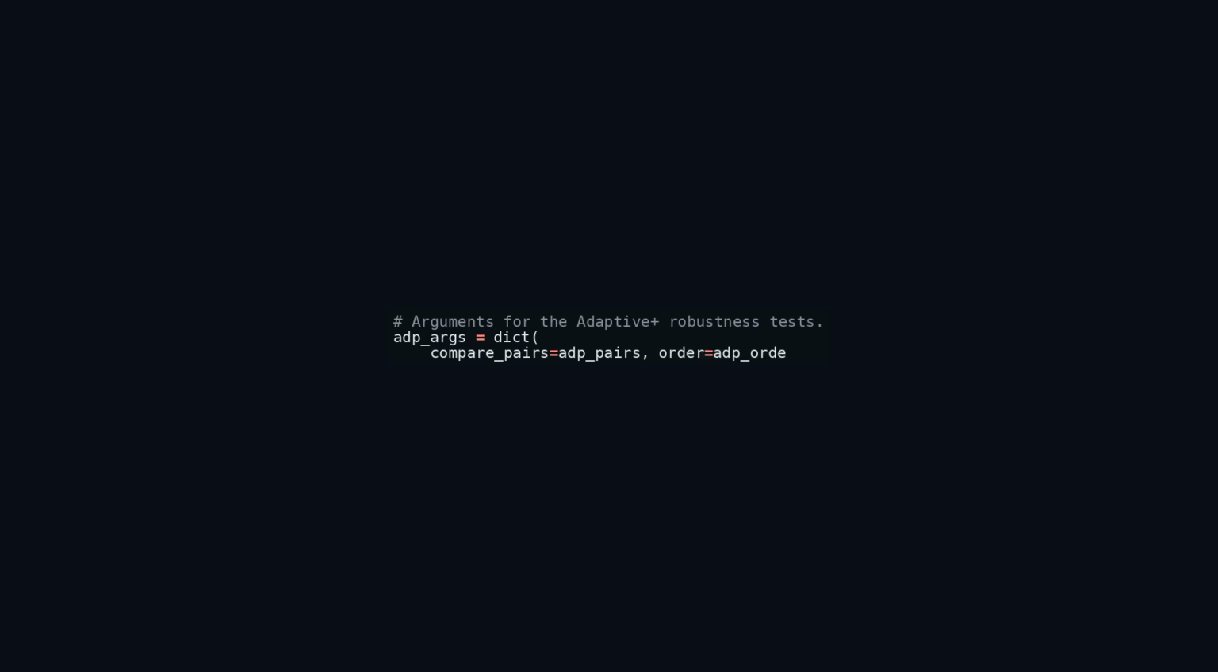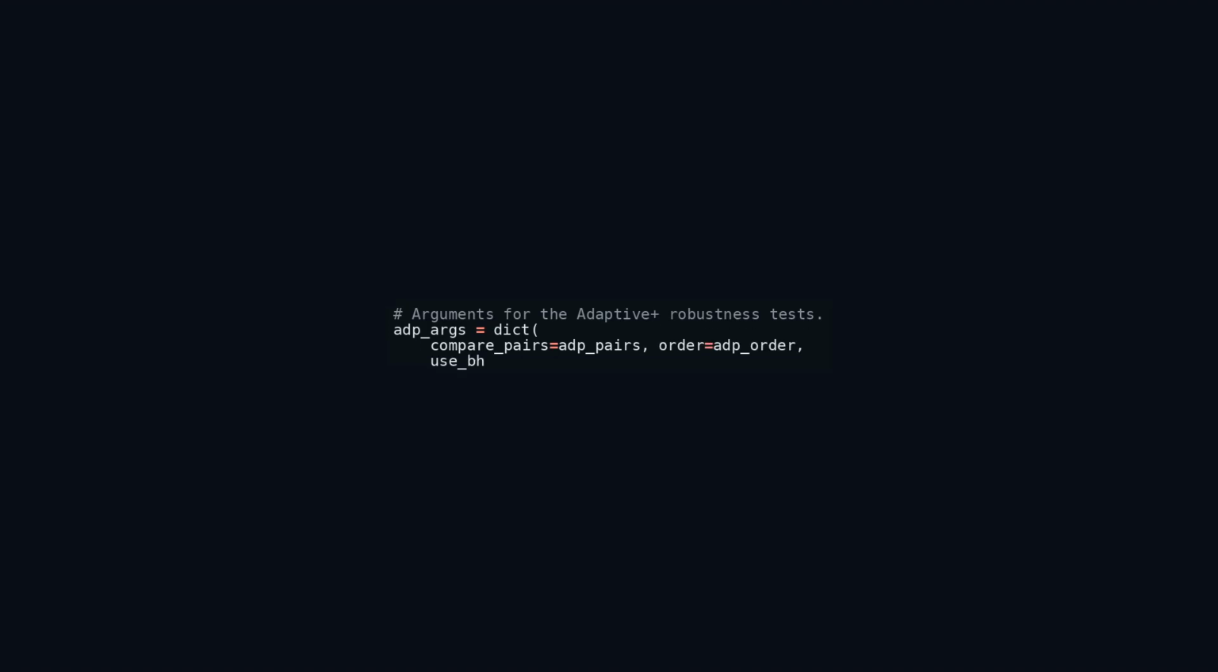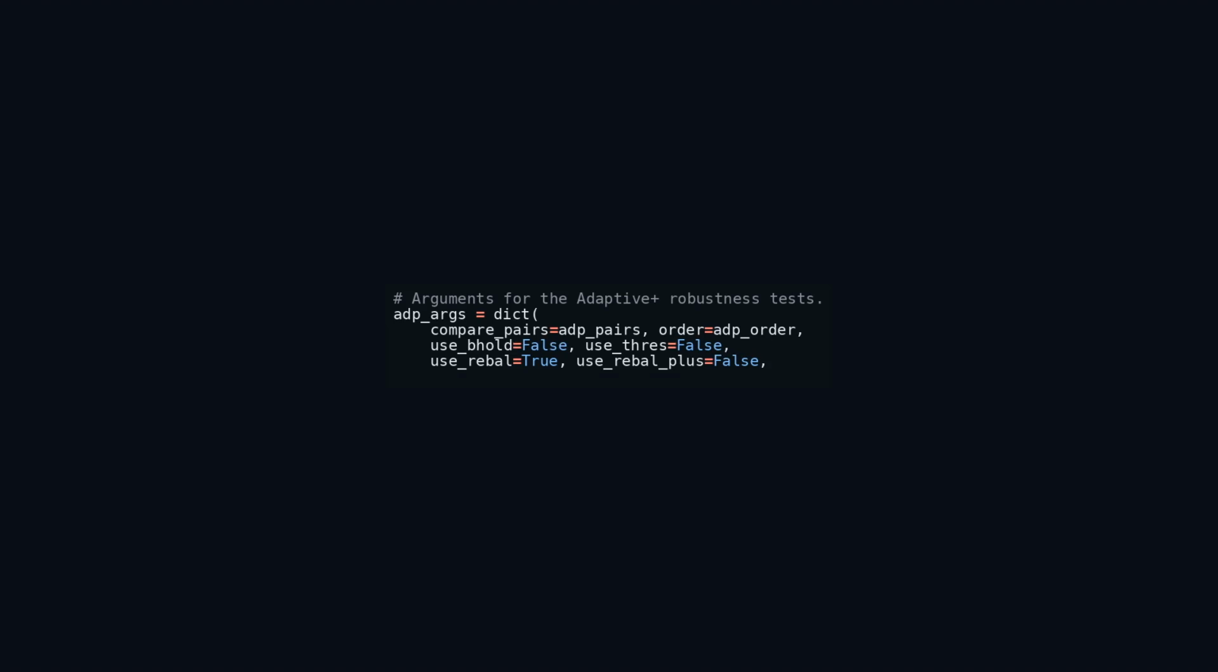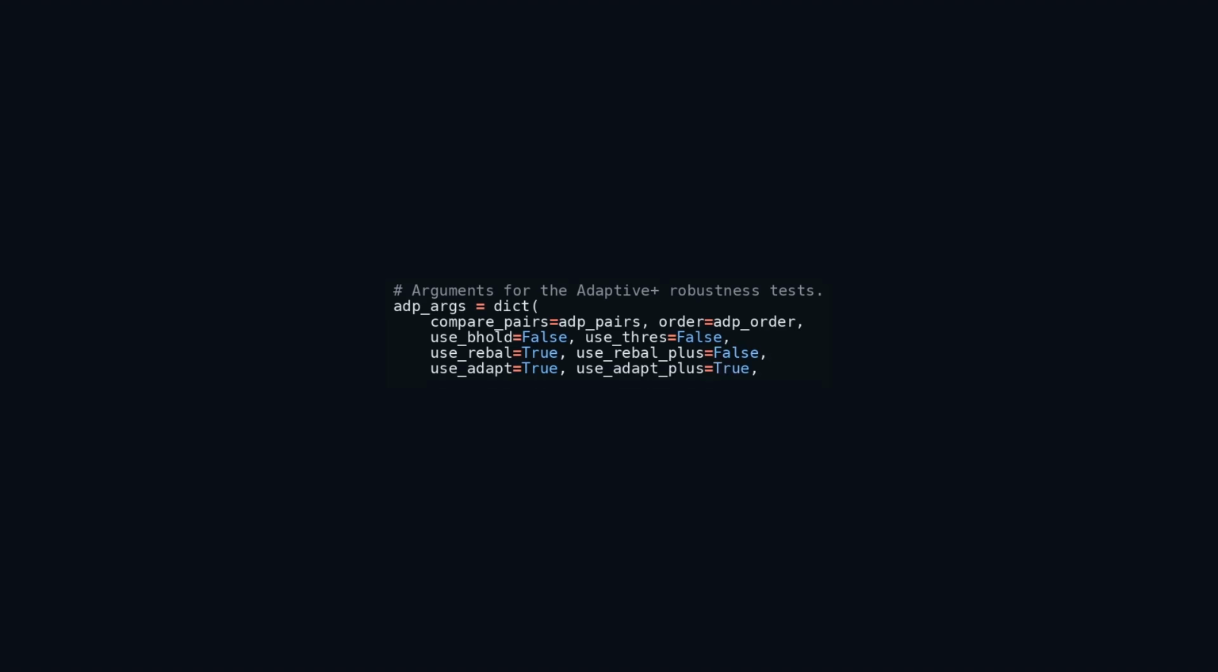For instance, one parameter, CHOMPARPairs, specifies a list of pairs that will be compared during the test, while another parameter, SHORTER, dictates the sequence in which these comparisons are conducted. Additionally, there are several Boolean flags such as JUSUPOLT, JUSITERS, JUSRABLES, and JUSCADAPT, among others, each controlling specific features or behaviors within the adaptive testing framework.